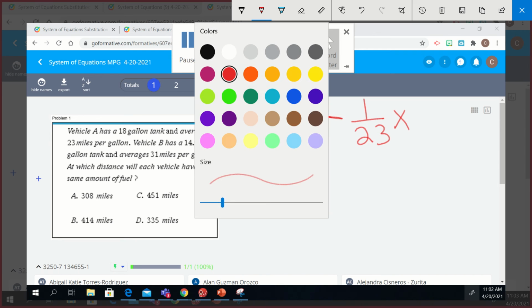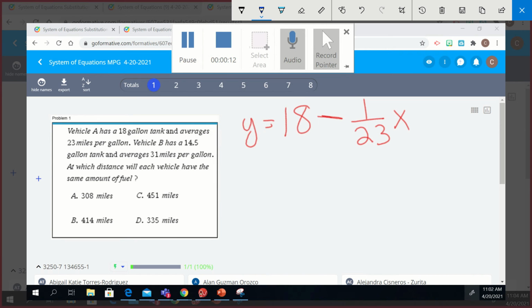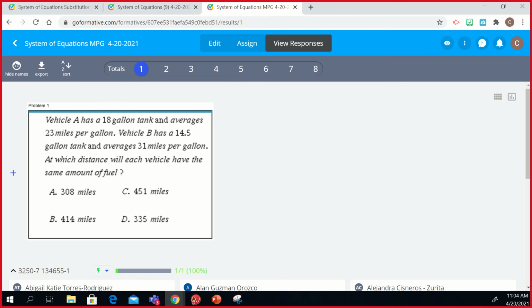The second equation, for vehicle B, starts out with a 14.5 gallon tank, and it gets 31 miles per gallon. So from here, every time it drives, it takes away 1 out of 31 each mile. So here's my equation. Looks like whole numbers, but it's really a fraction. So let's go see what our solution is.